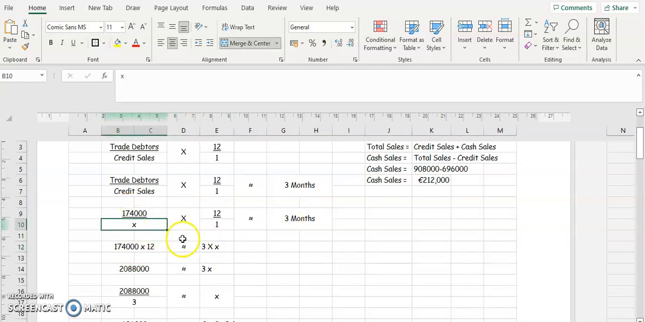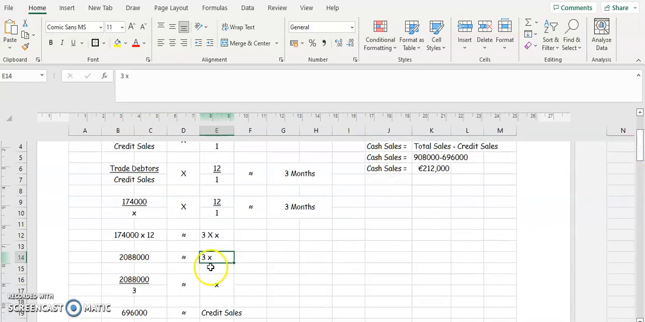So remember, we're bringing our X over to the equals. We're going to get rid of the 1. So it's equal to 3 times X. So 174 multiplied by 12 is equal to 3 times X. So we can multiply 174,000 by 12. It's going to give you 2,088,000. That's going to be equal to 3 times X.